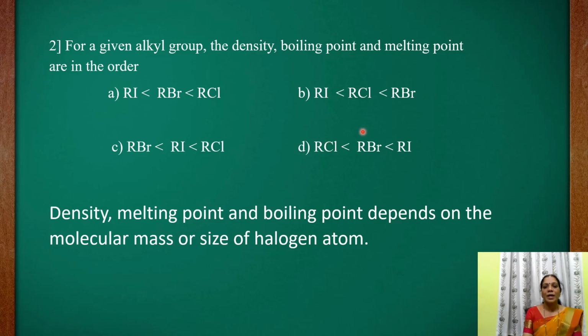I hope this is clear for you, because molecular mass always decides the physical properties of the organic compound. Therefore, the correct option here is Option D, that is, alkyl iodide has a higher molecular mass, high boiling point. Alkyl bromide has a boiling point lesser than alkyl iodide, and still lesser for alkyl chloride. Is it clear for you?